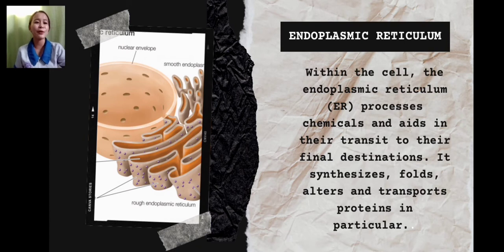Next one is the endoplasmic reticulum, or we call it ER for short. And in the ER, we have smooth ER and rough ER. Within the cell, the endoplasmic reticulum processes chemicals and aids in their transit to their final destinations. The ER is made up of cisternae, which are elongated sacs bound together by the cytoskeleton. It also synthesizes, folds, alters, and transports proteins in particular. So that's the job of the endoplasmic reticulum, or ER.